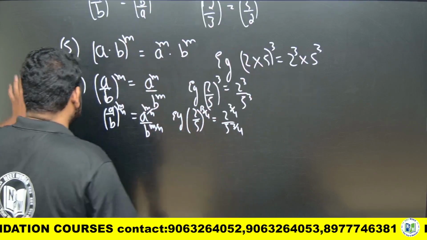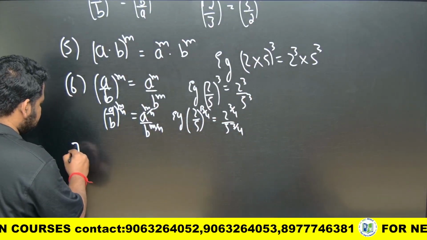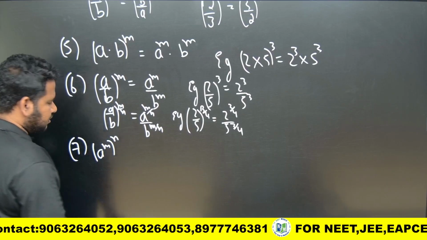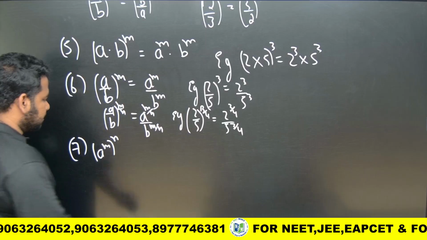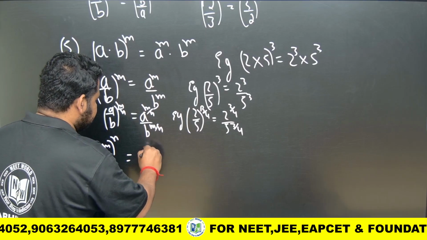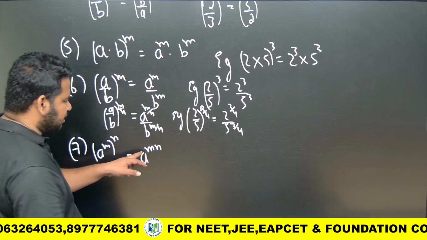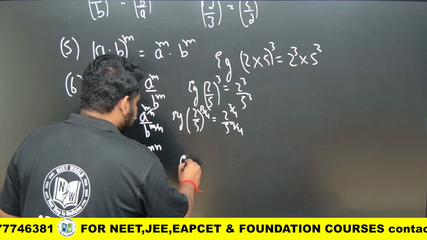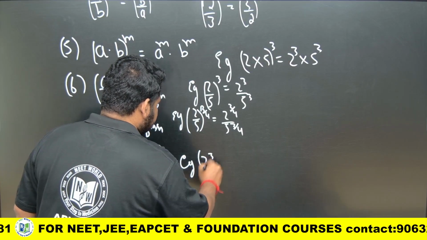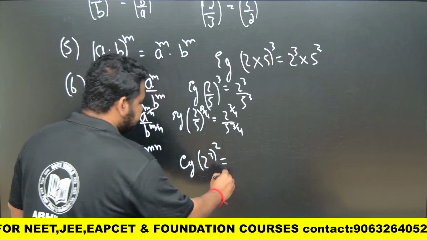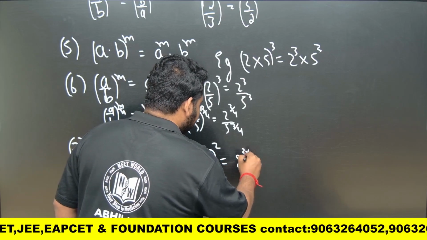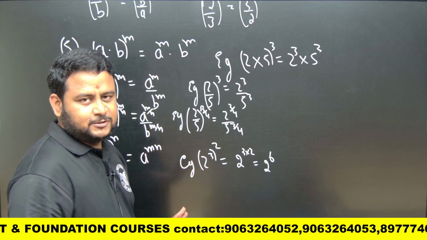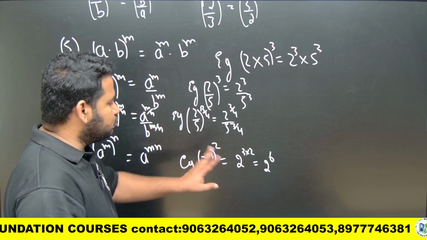See here, friends, if I write (a to the power of m) to the power of n, this becomes a to the power of m into n, that is a to the power of mn. Example, if I write (2 to the power of 3) to the power of 2, it becomes 2 to the power of 3 into 2, that is 2 to the power of 6. You have to understand this.